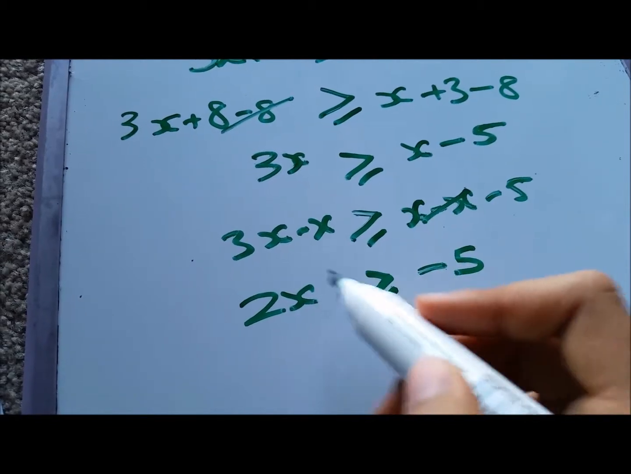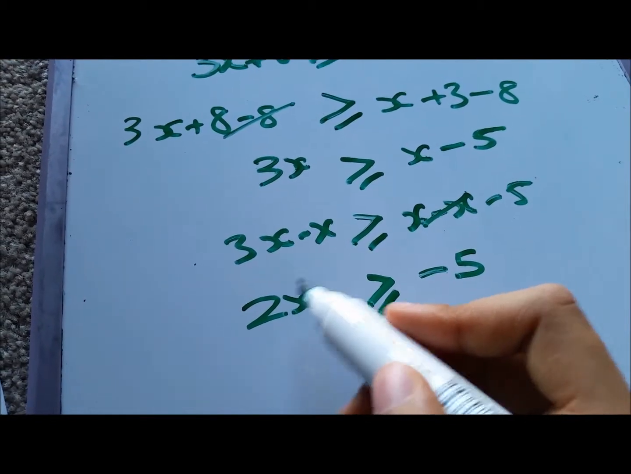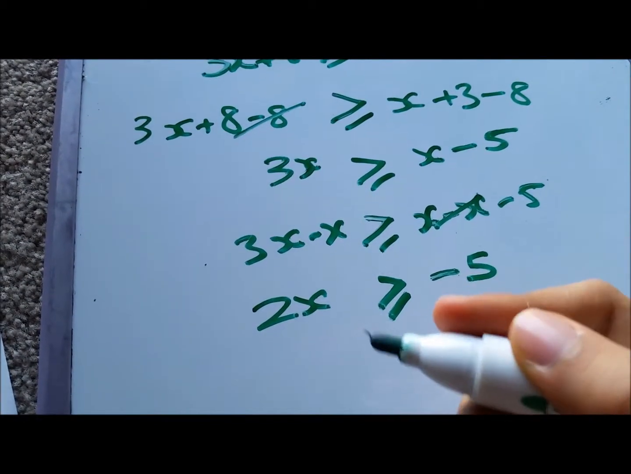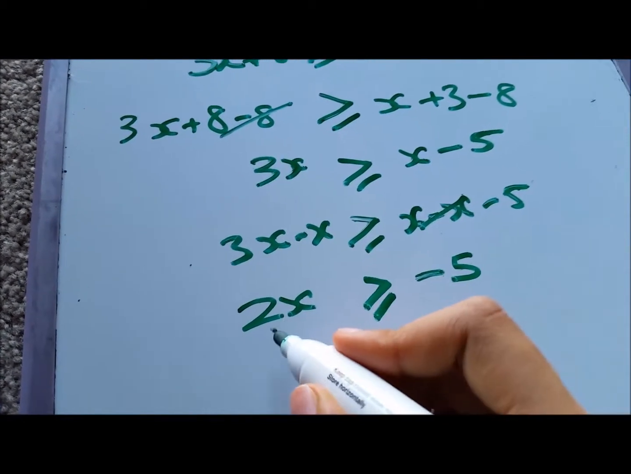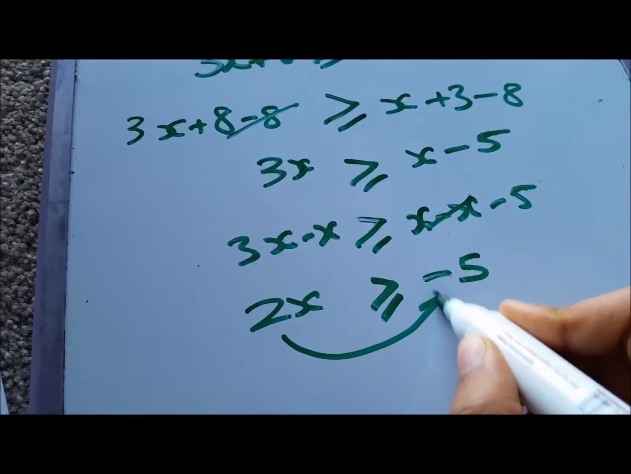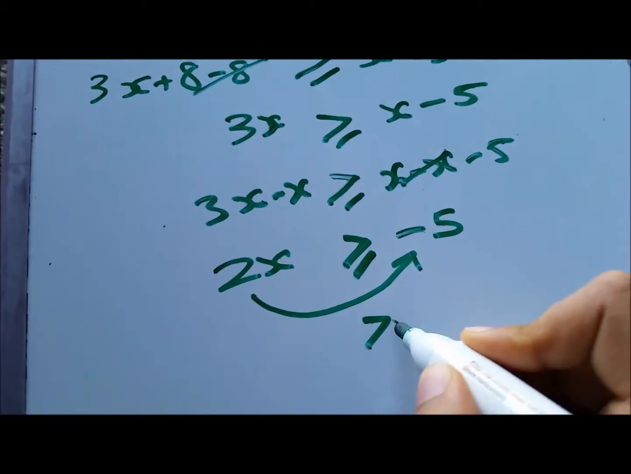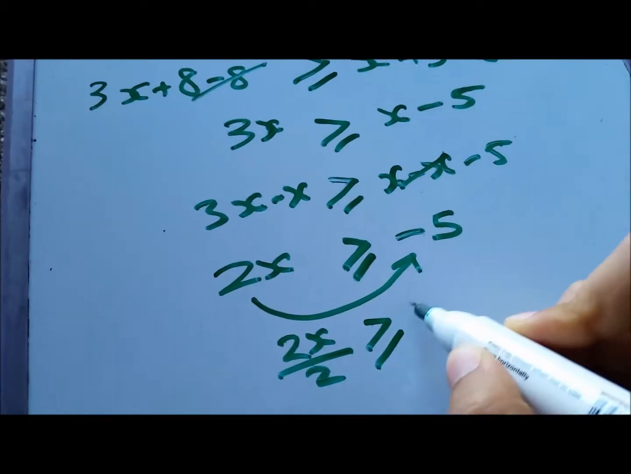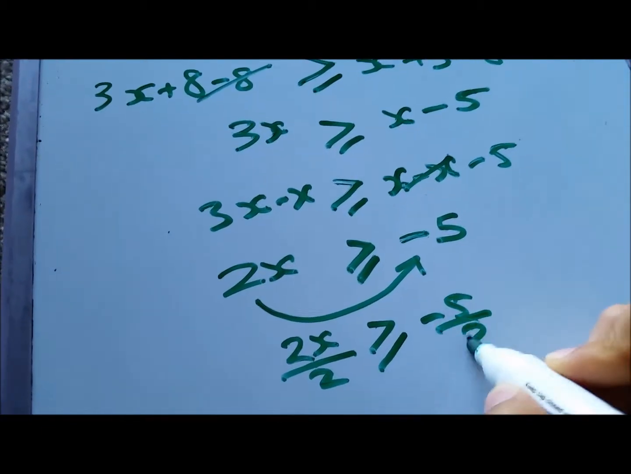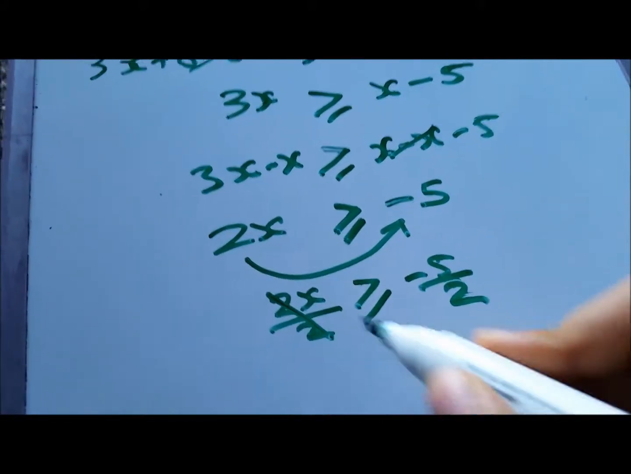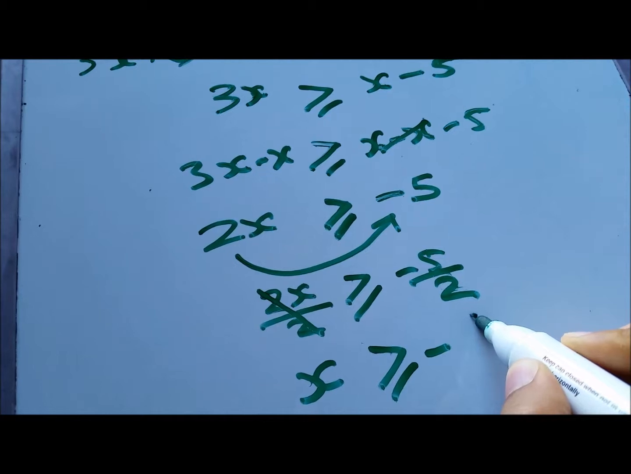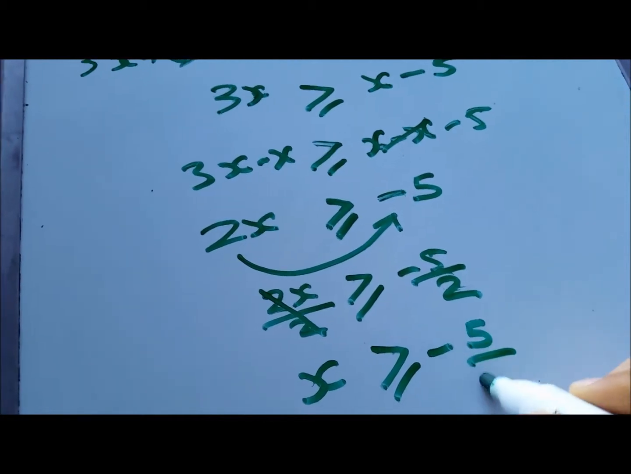We want to treat this as if we are solving an algebraic equation, so we want to isolate x and keep it on its own, and the way to do that is to divide both sides of the inequality by 2. So we do 2x divided by 2, and negative 5 divided by 2. These two cross out, and we are left with x is greater than or equal to negative 5 over 2.